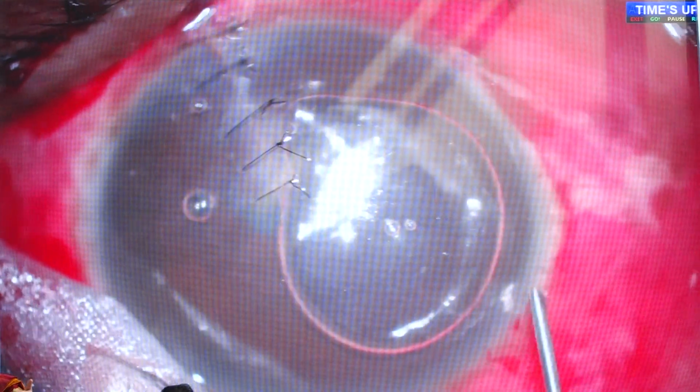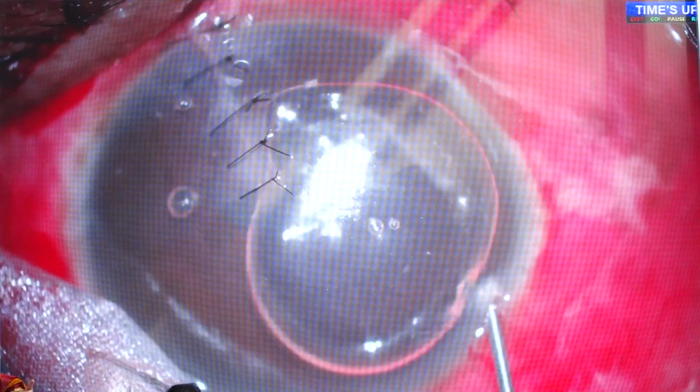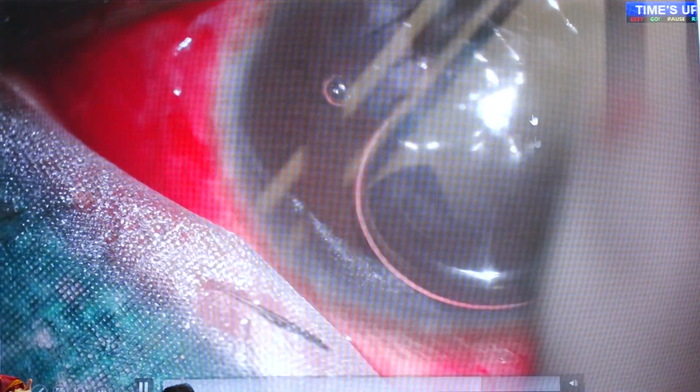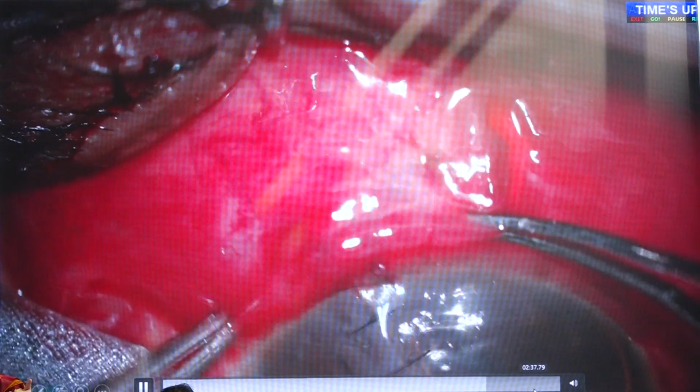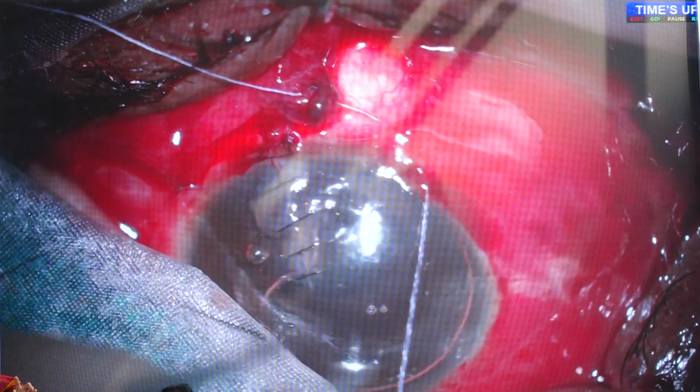Later on, suture adjustments can be done if they are tight or loose. Then you do a BSS wash and close the side port as well with 10-0 monofilament. The conjunctival suturing needs to be done very carefully. Sometimes the conjunctiva tends to retract post-operatively. Hence, a sufficient number of sutures need to be put and they need to be repaired carefully.